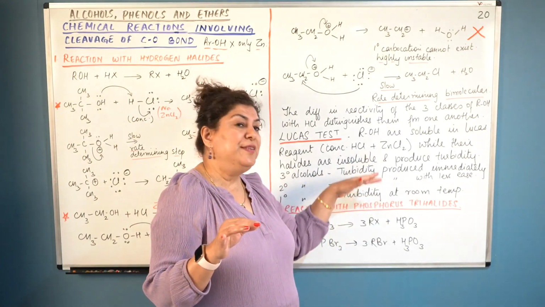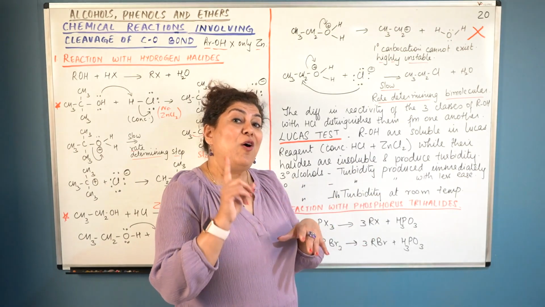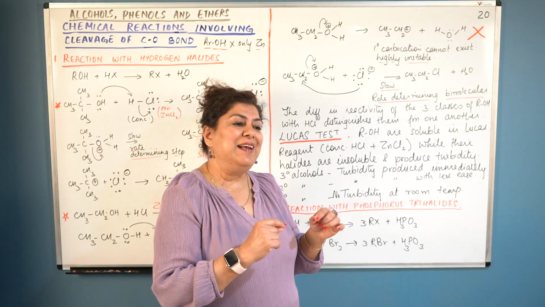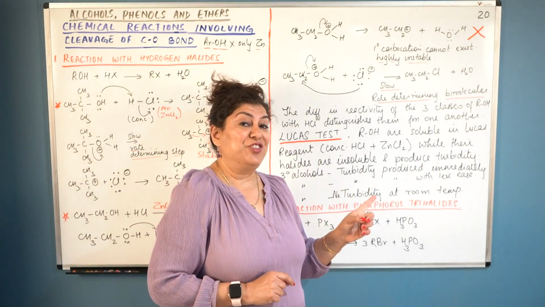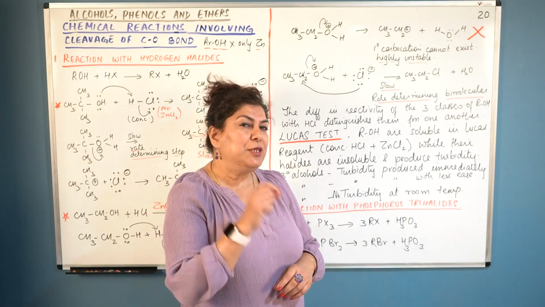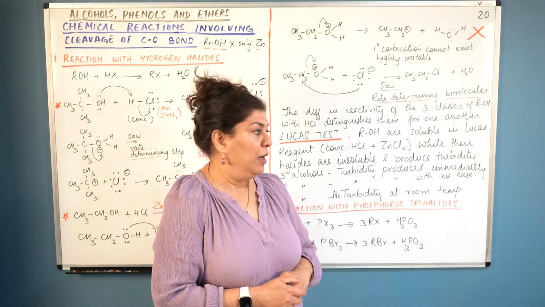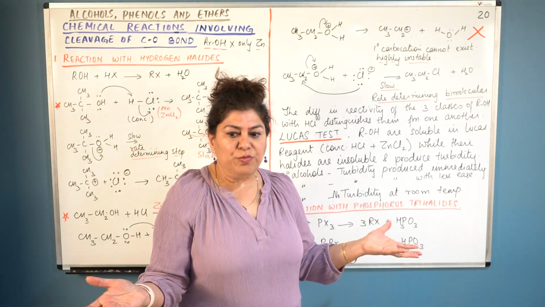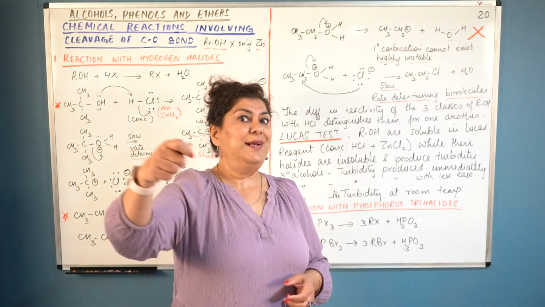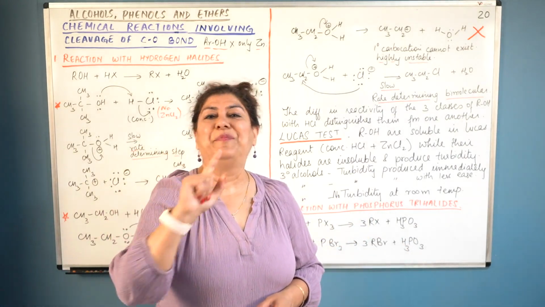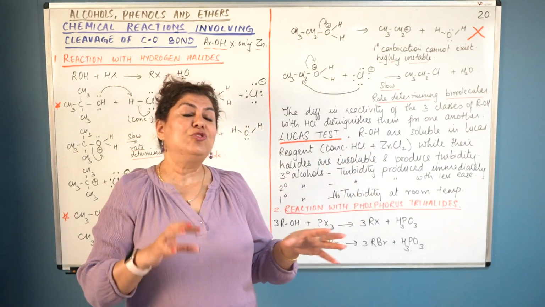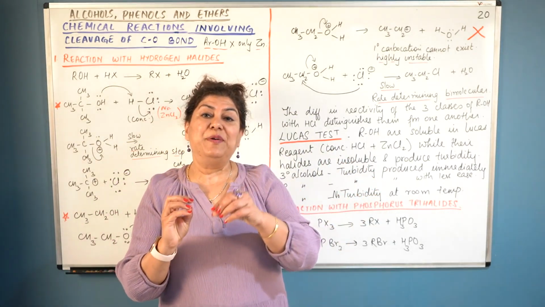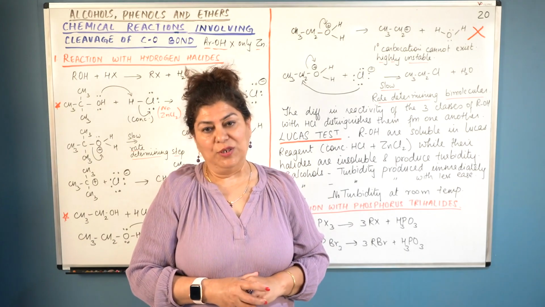That shows the difference in the rate of reactions, on the basis of which we can tell, okay, turbidity was produced immediately, it means this must be a tertiary alcohol. Turbidity took a little bit of time, it must be a secondary alcohol. There was no turbidity at room temperature, I had to warm it up, now I see turbidity, it means it is primary alcohol. So the Lucas reagent test is used to distinguish between primary, secondary and tertiary alcohols.